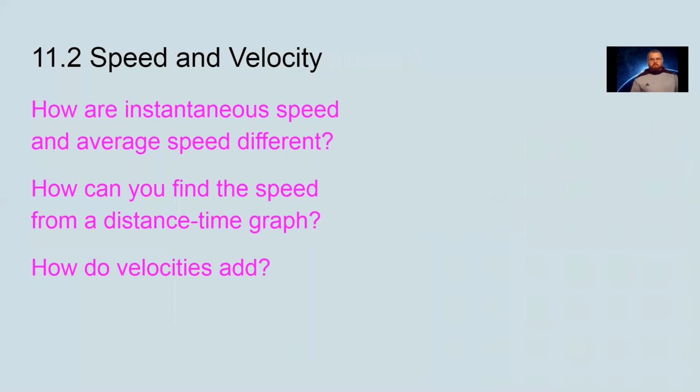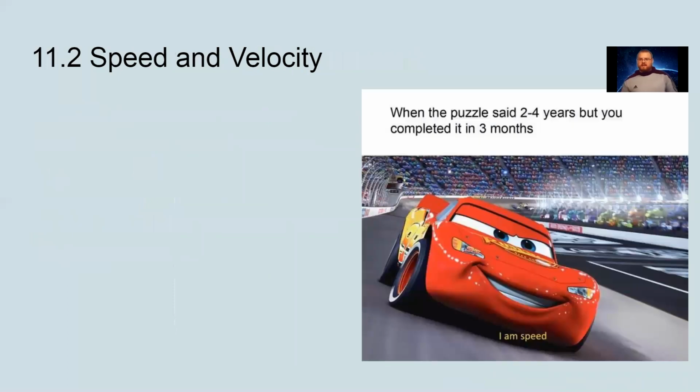I'll revisit that because I need to get through speed and velocity. How are instantaneous speed and average speed different? How can you find the speed from a distance time graph, and how do velocities add?